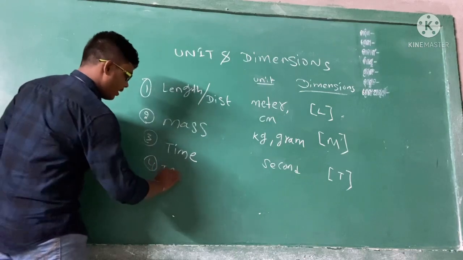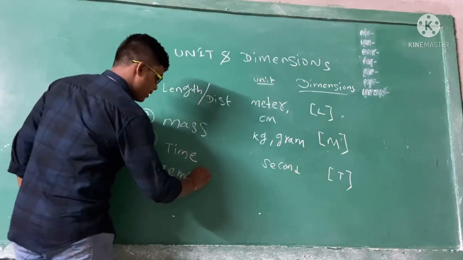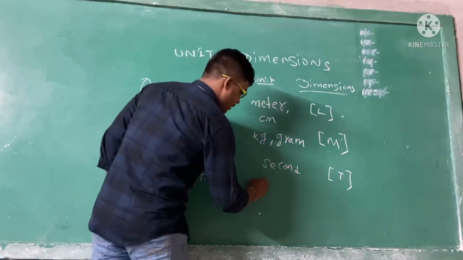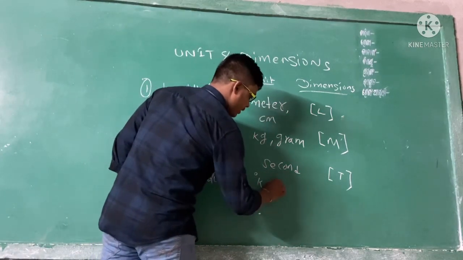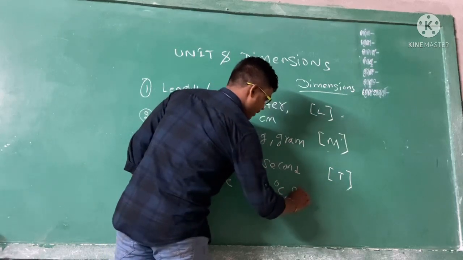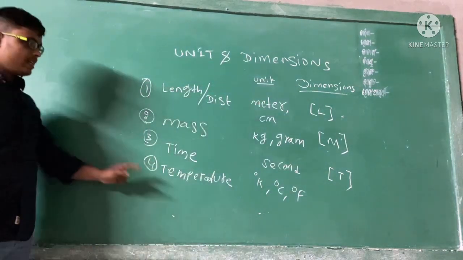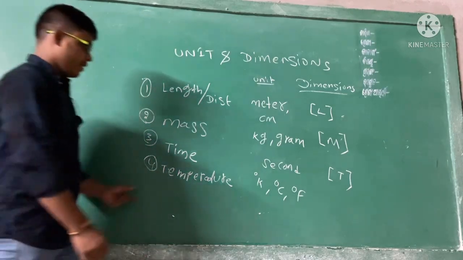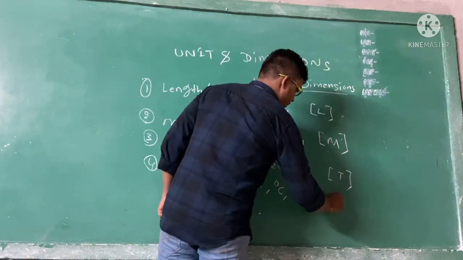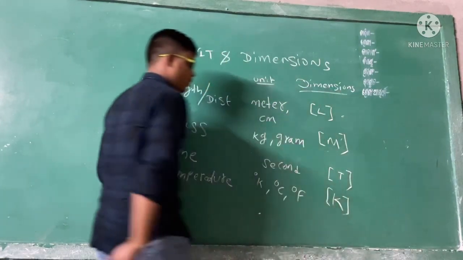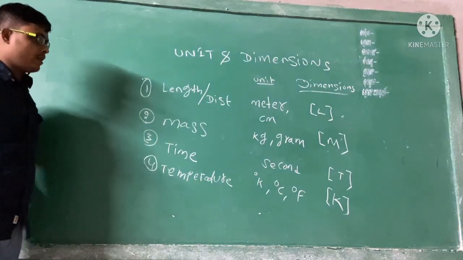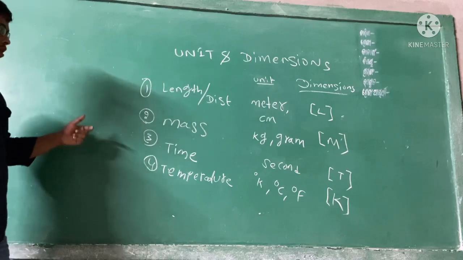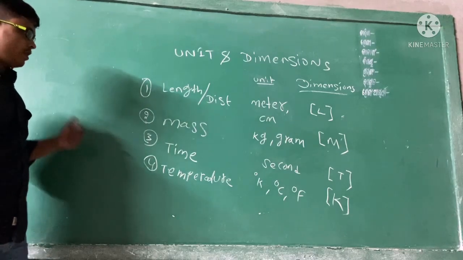So another is the temperature. This is used in heat actually. So what are the units of the temperature? One is the degree Kelvin, another is the degree Celsius, and the last one is the degree Fahrenheit. But the degree Kelvin is the SI unit. You have to remember that, it is asked in the entrance. So the Kelvin is the SI unit. So you use the dimension as capital [K] in the bracket. So always use the bracket and use the capital letter for the units. So these are the four fundamental units.